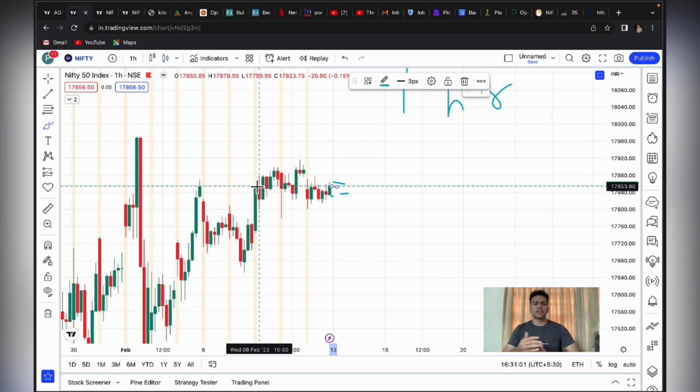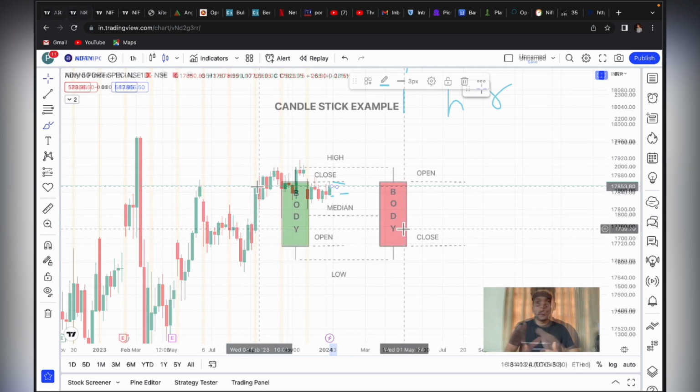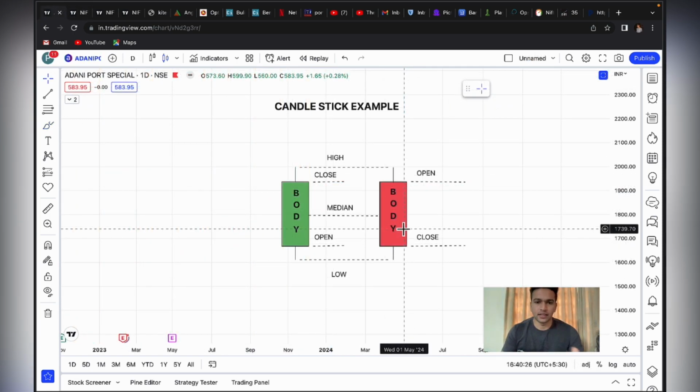So why do we read candlesticks? We read candlesticks to understand the psychology of the market, how the price is behaving, and what the important levels, the support and resistance, are. So this is an example of a candlestick.